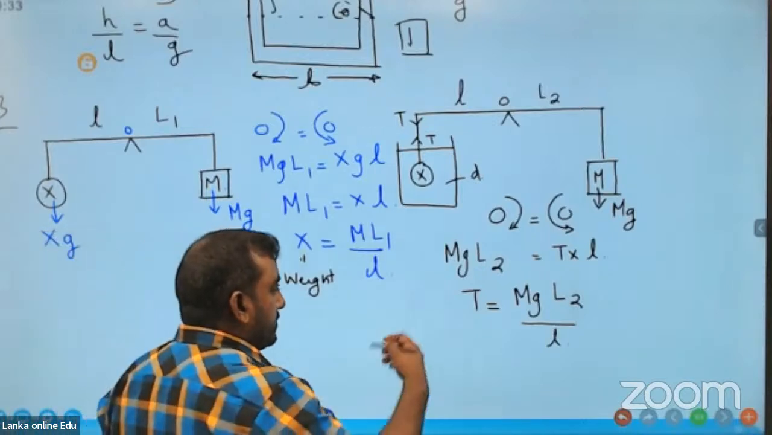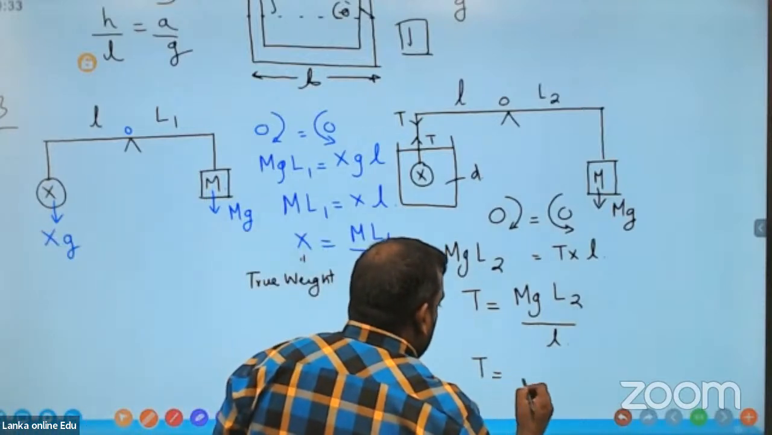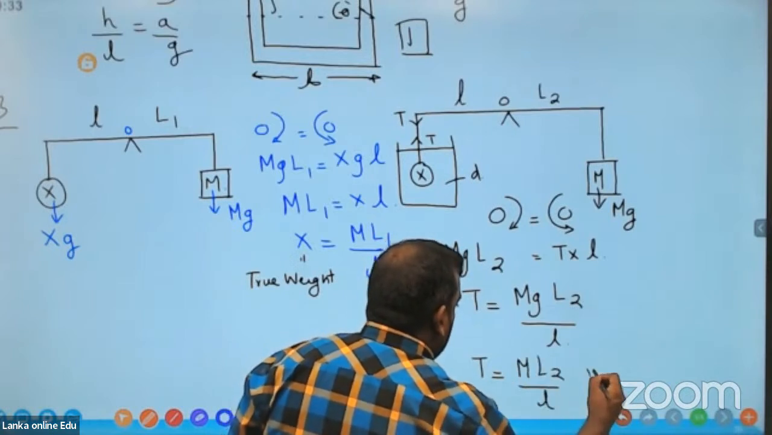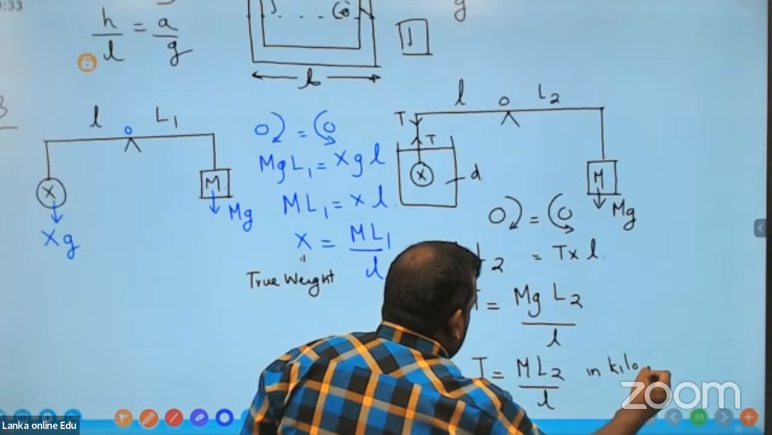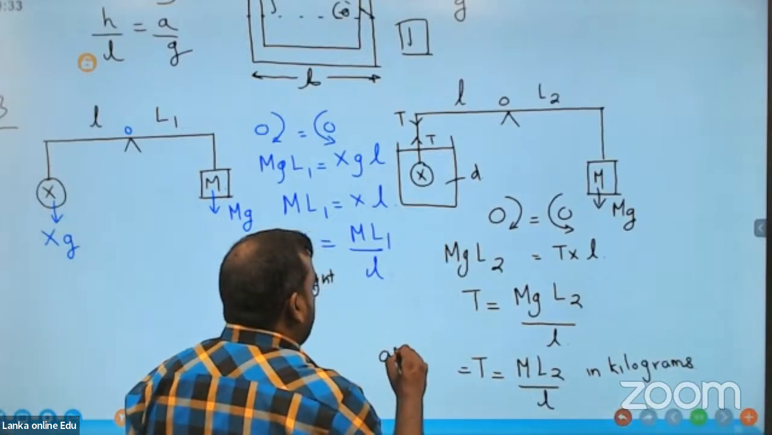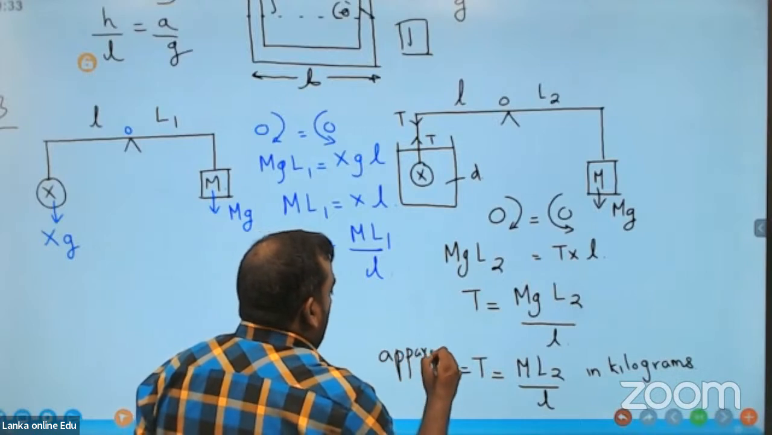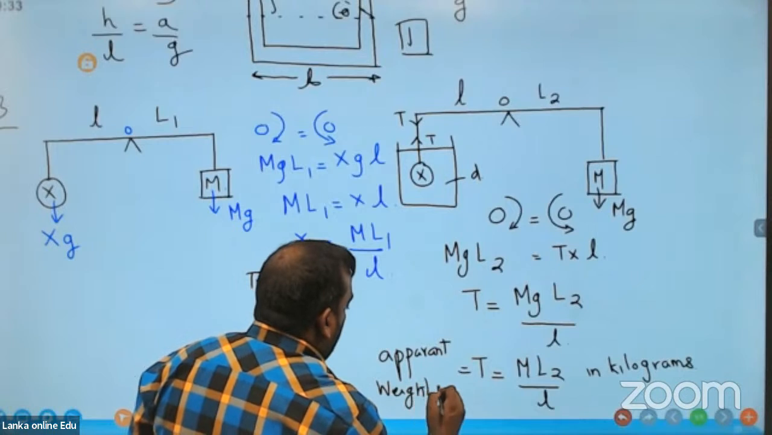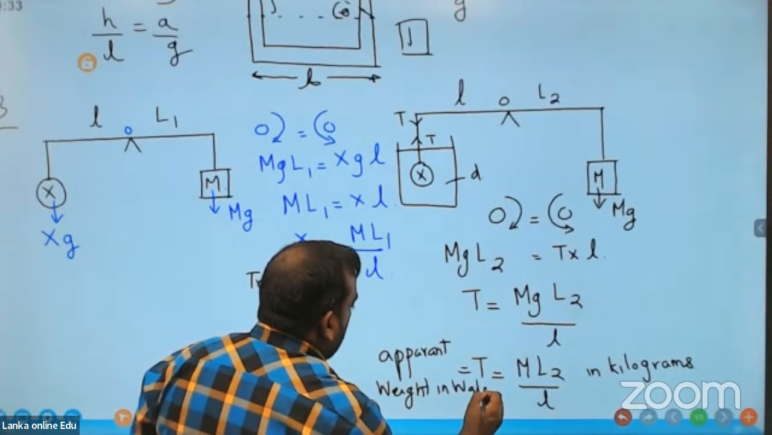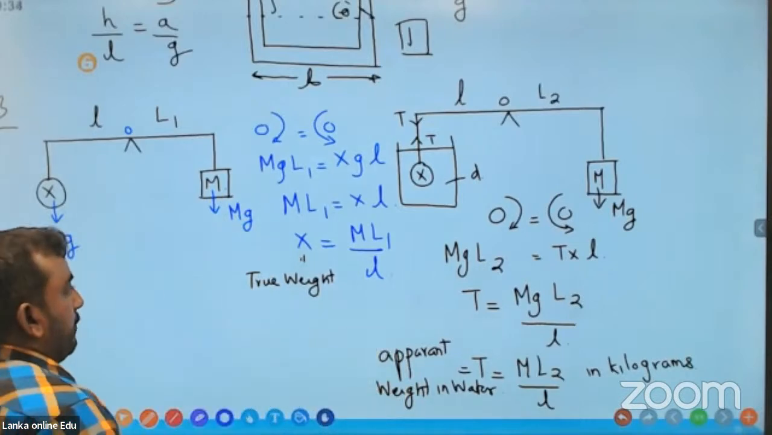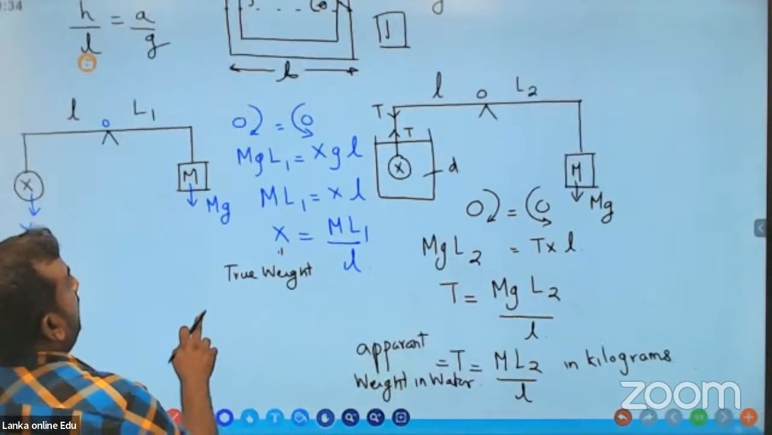So in kilograms, if you write, it is capital M L2 over simple L. This is the apparent weight, apparent weight in water. Okay. What do they want? They want the density of the material.